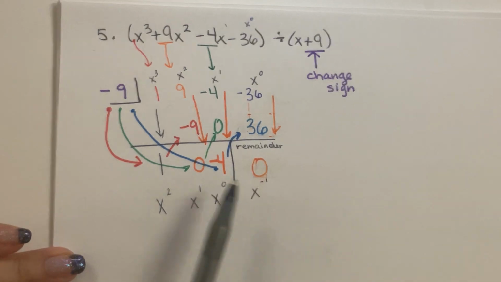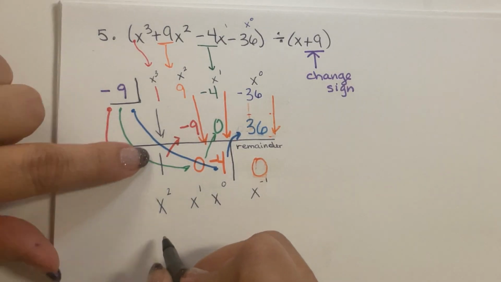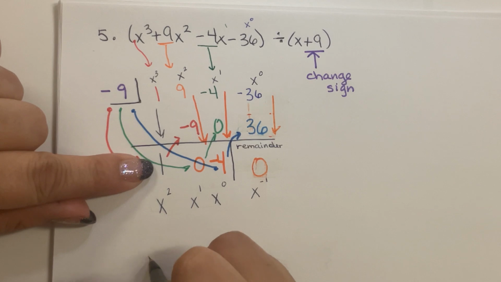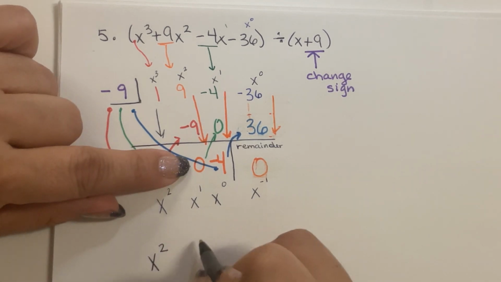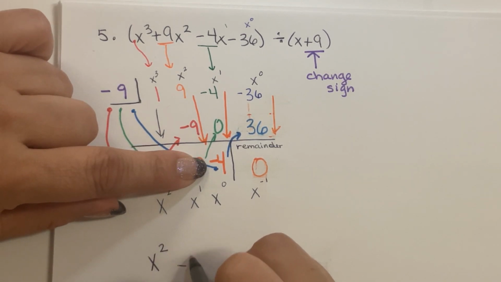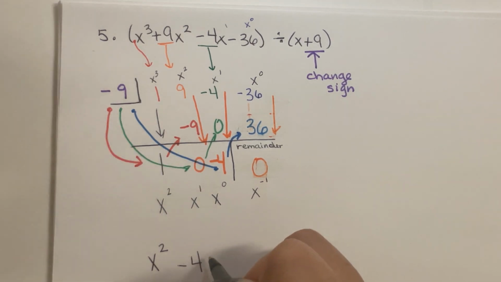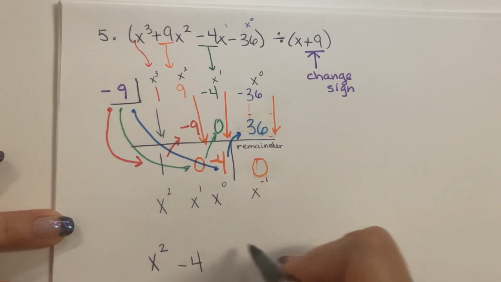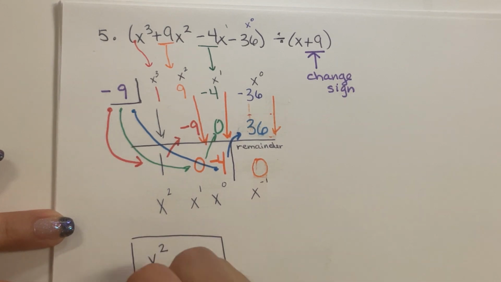Okay, and now that I know what powers go with what, now I'm going to write my answer. So this answer is going to be 1x squared, no x's, minus 4x to the 0, so I don't need a variable, no remainder. This is my final answer.